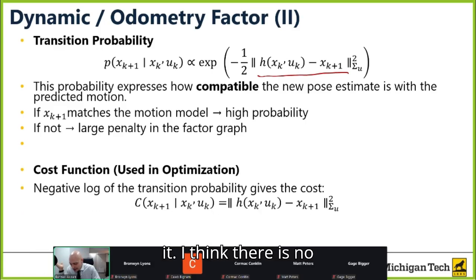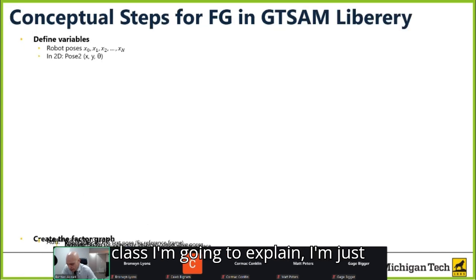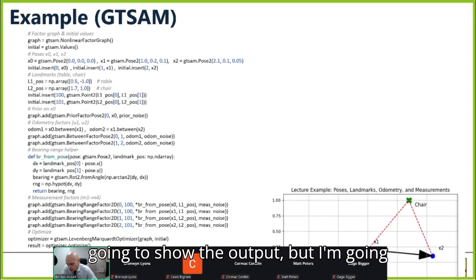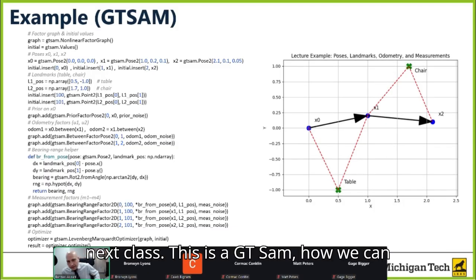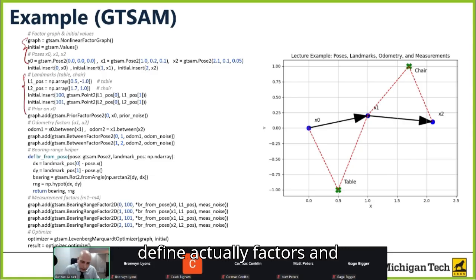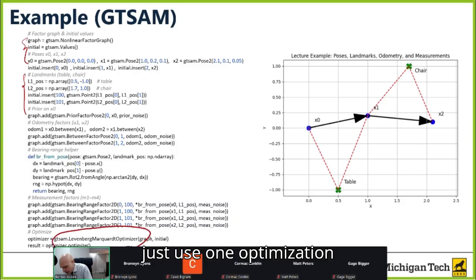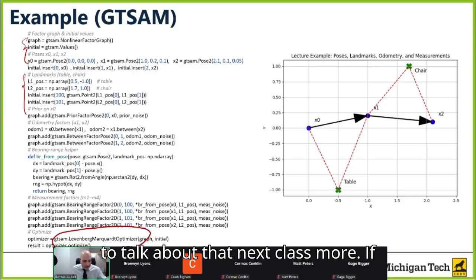So that's it. I think there is no time for the code, but next class I'm going to explain. I'm just going to show the output. This is GTSAM: how we can define initial values, how to define nodes, how to define factors, and just use one optimization function to optimize it. We're going to talk about that next class more.